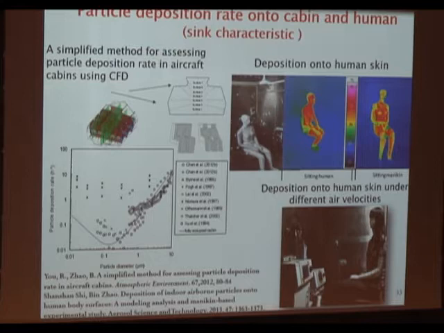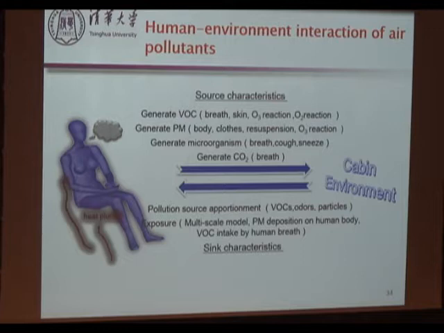So this really brings me to a question. After we have done this, we came up with an idea: we are trying to understand the so-called human-environmental interaction of the air pollutants. You look at the environment: people are here, the cabin is here. From people, we are generating VOCs, particles, microorganisms, and CO2. The other way is the cabin can affect people as well through the sink effect. So that's an exposure study. That's the picture that we have in mind throughout our research.